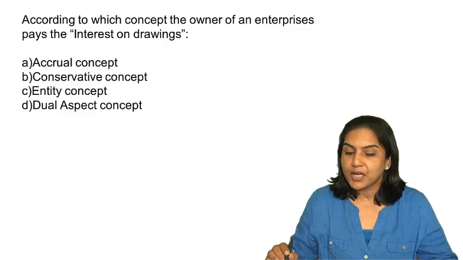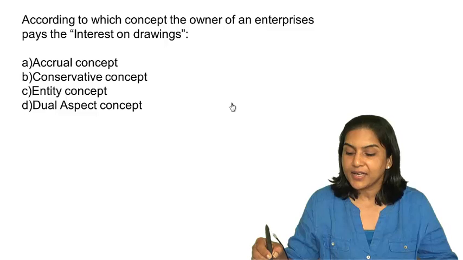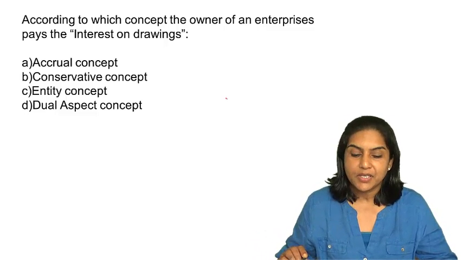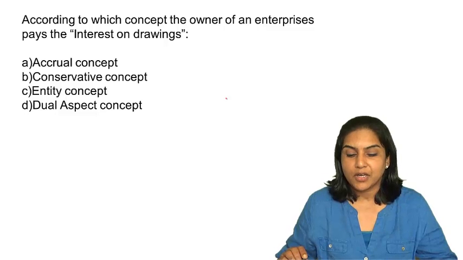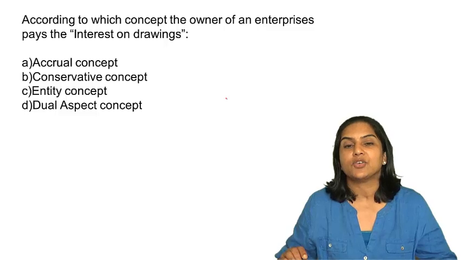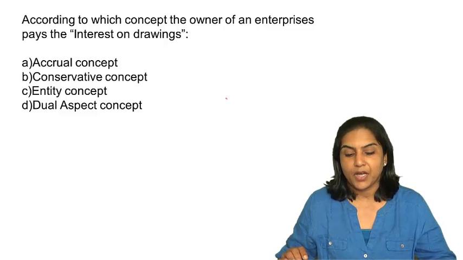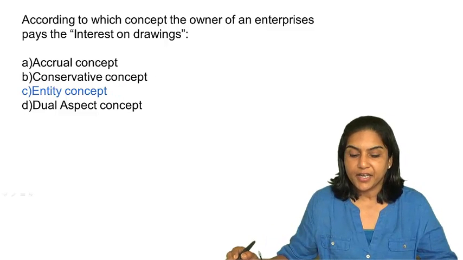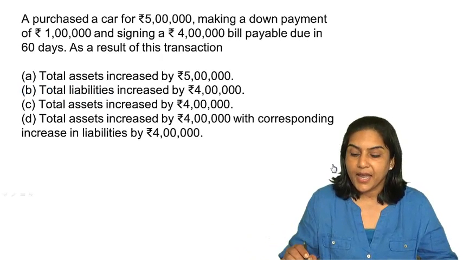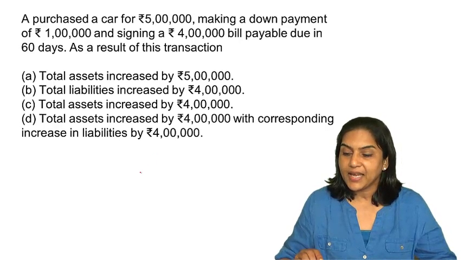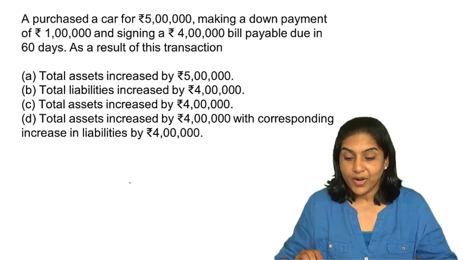According to which concept the owner of an enterprise pays the interest on drawings? We've already done interest on capital. Interest on drawings, the concept of A, accrual, B, conservative, C, entity, and D, dual aspect concept. Obviously it is entity concept. C, entity concept.